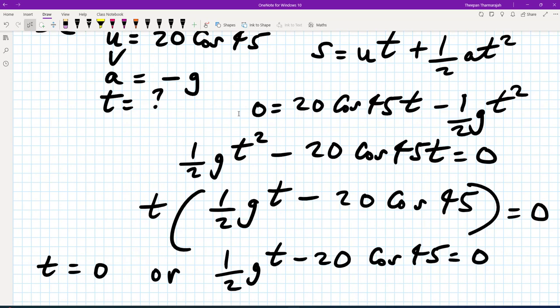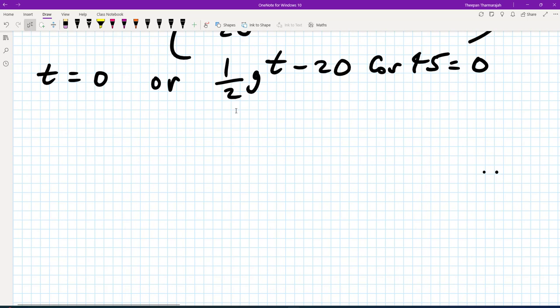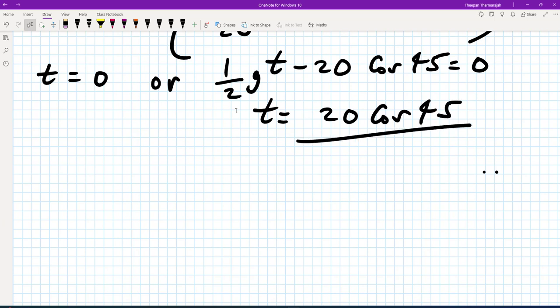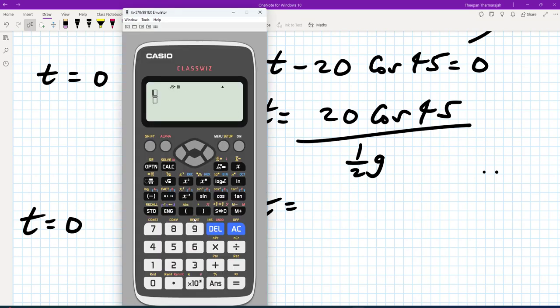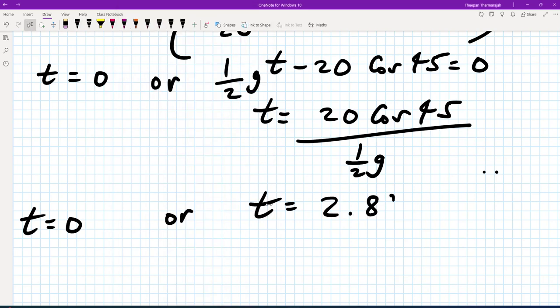Now we can solve for this, so we can say that implies that 20 cos 45 over half of g will give me the value of t that I'm looking for. When t equals 0, it's already at the origin, and then it returns back to the origin at this time point that we're going to calculate, which is going to be 20 times cos 45 over 4.9, which is half of 9.8. So I get 2.89 seconds to 3 significant figures.